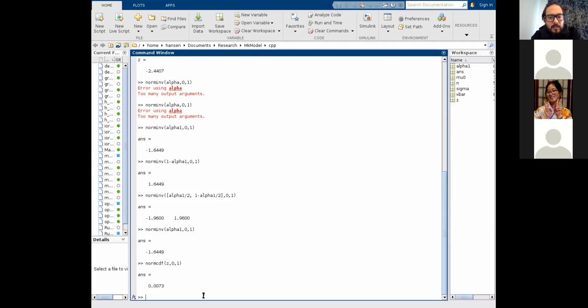So we would reject this at 0.05. We would reject this at 0.01, but we would not reject this at 0.001, right? So how do we interpret this p-value?